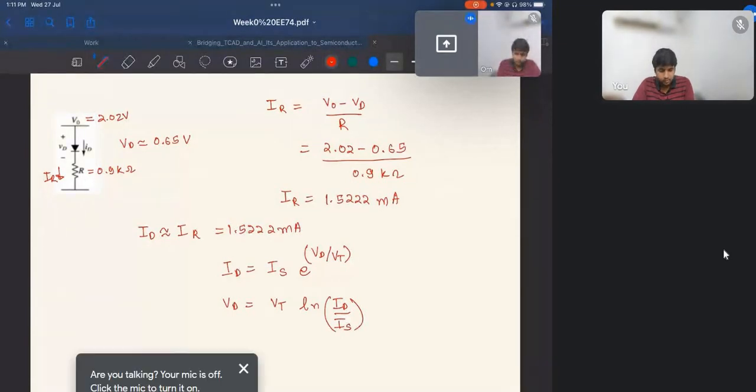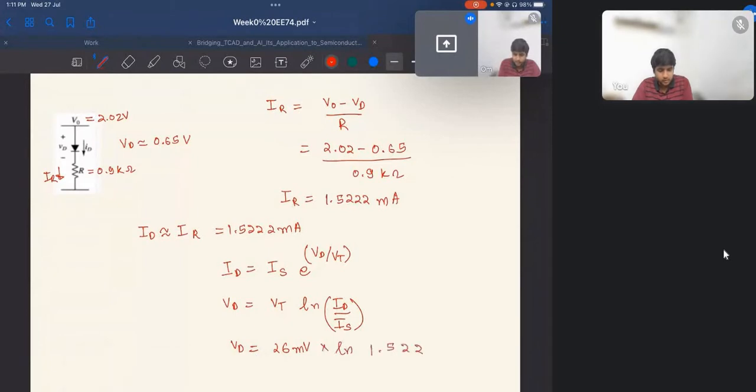To calculate the Vd now, Vd will be Vt, given as 26 millivolts, times ln of ID, which we calculated as 1.5222 milliamperes, divided by Is, which was 2 into 10 to the minus 16. So this will give us Vd to be 943.29 millivolts. Now we have got a new Vd. We started with Vd equal to 0.65, but now we have a different Vd.